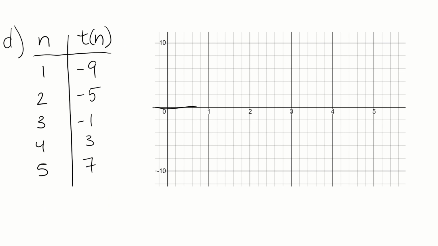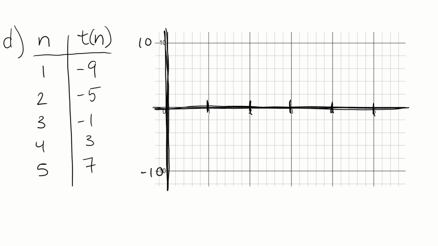We should see an x-axis. So I'm drawing this. And we should see a y-axis. So draw these two things in your notebook. You can see that I'm going from -10 up to +10, and I've got 1, 2, 3, 4, 5.